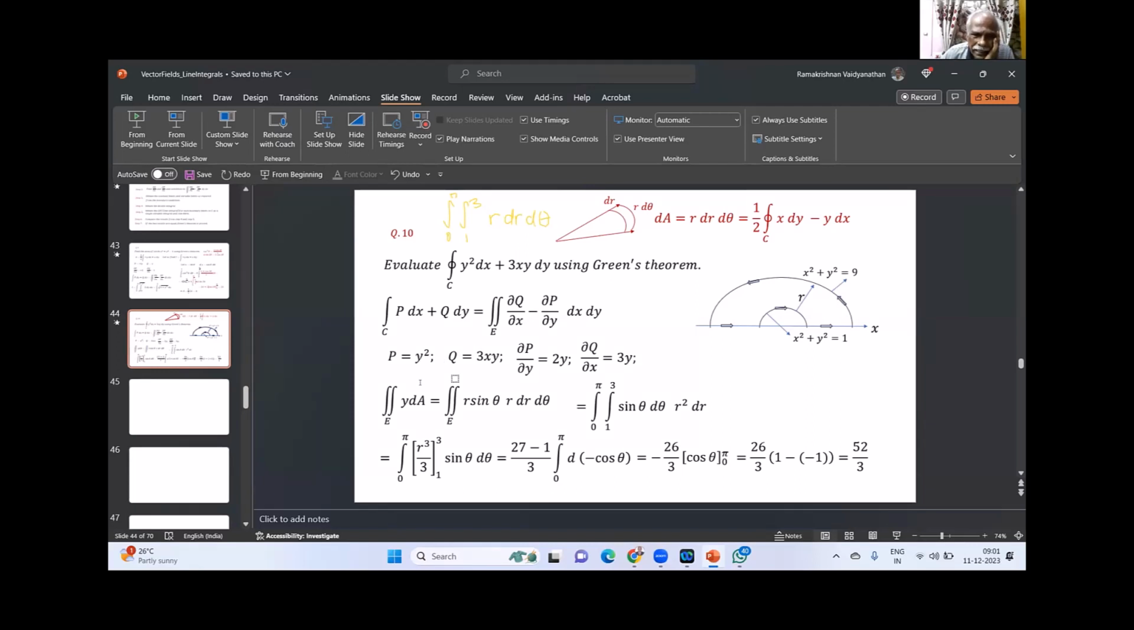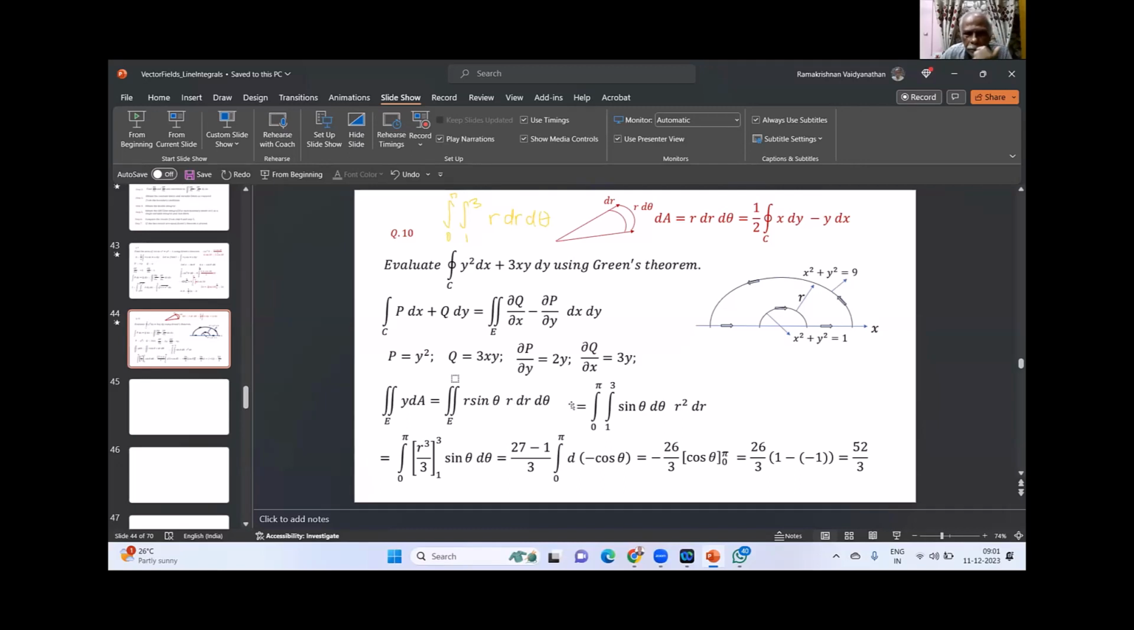Now see this here. This is nothing but 2y, 3y. 2y minus y, 3y minus 2y is equal to y. Now you know how I got it, right? dq by dx is 3y, dp by dy is 2y. Therefore, this is y dA. dx dy is dA. And what is dA? dA is r dr d theta.